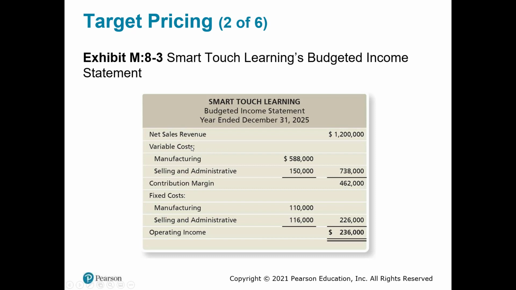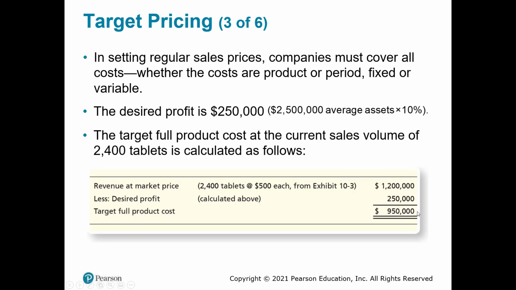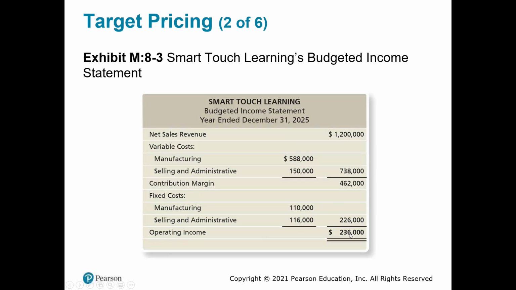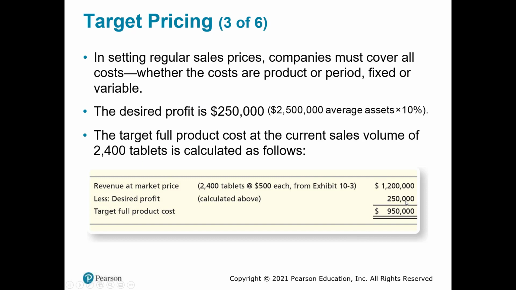As it stands right now, going back to our income statement one more time, SmartTouch is expecting to have $738,000 of total variable costs, $226,000 of total fixed costs. You add those two together, and you come up with $964,000 worth of total costs that they are going to expectedly incur during the period. Well, it's not going to work for us. We got to get it down to $950,000. Reducing our costs by $14,000 will increase our profits by $14,000, which will take us from that $236,000 we budgeted for up to the $250,000 that our owners are expecting.